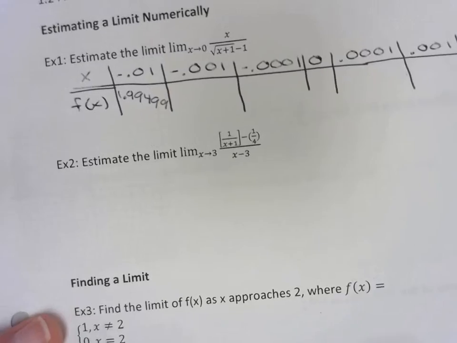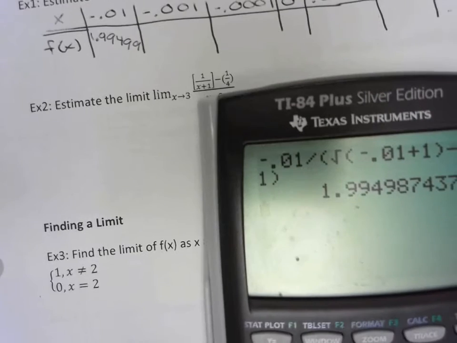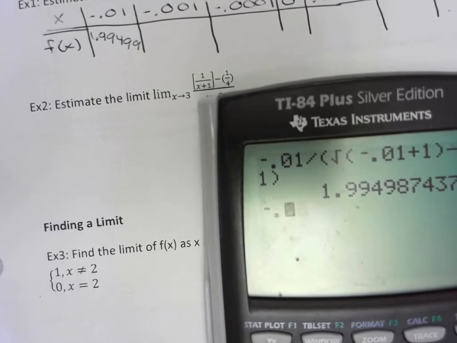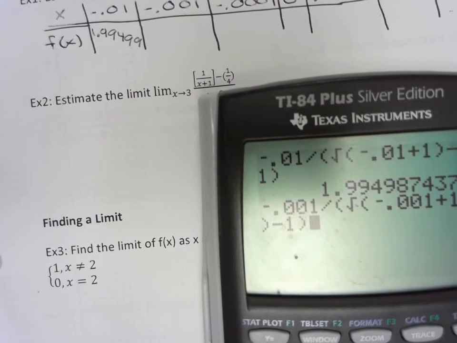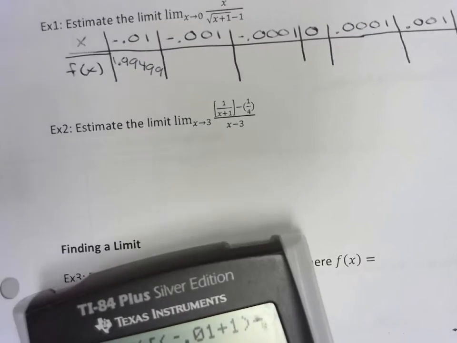I'll do it for a couple more. Plug in -0.001. If I plug in -0.001, we'll do that real quick, and then I won't do much of the other ones with you. Divided by square root of negative 0.001 plus 1, parenthesis, minus 1, parenthesis. That gives 1.99950.